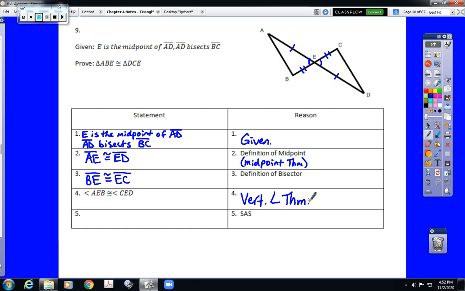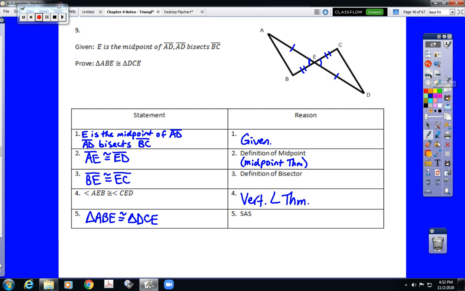Notice what we have shown. We are finished with this proof. We are able to state that triangle ABE is congruent to triangle DCE because we have shown side angle side congruence. I think that does it for this video.